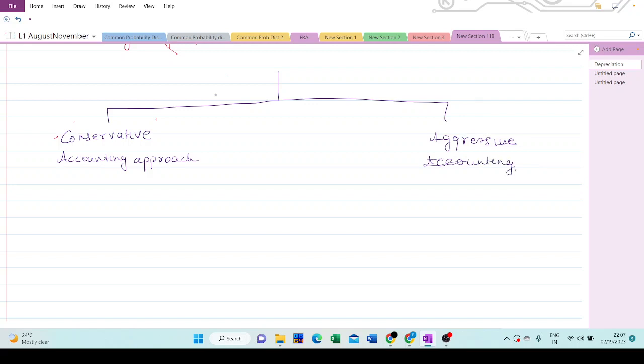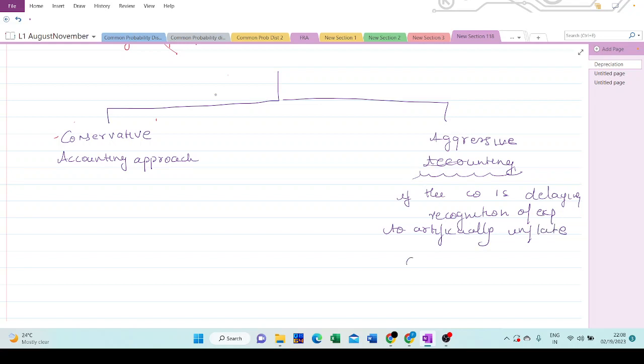Okay, so what is aggressive accounting approach? Now, if the company delays the recognition of expenses to artificially inflate current year earnings, current year net income, then the company is using aggressive accounting. And if the company does not delay the recognition of expenses, it recognizes expenses as soon as possible, then the company is using the conservative accounting approach, right?